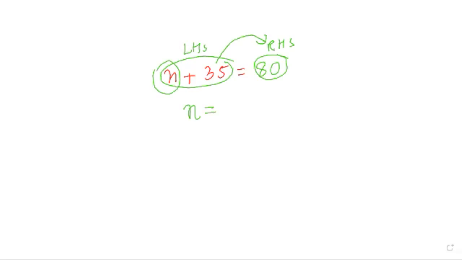I wrote N, I wrote equal, and I wrote this 80, which was on the right hand side, the green color. Now see. I'll write this N with red because N is left hand side. 80 is on the right hand side, which is green in color. Now this 35, which was red, I want to send to the right hand side. So this plus 35 becomes minus 35. Got it, Lean?